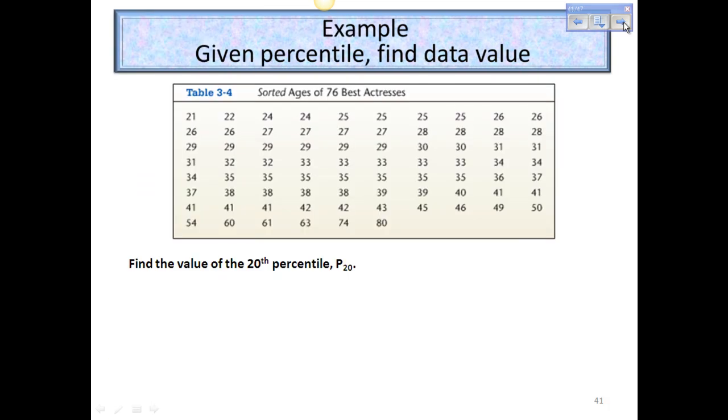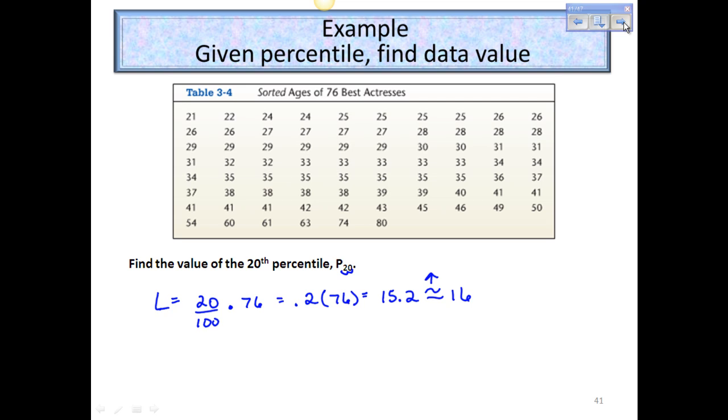So, find the value of the 20th percentile. So we first find our locator. And again, that's your percentile over 100 multiplied by the number of data values. Well, 20 over 100, that's just 0.2. So if you don't want to write it over 100 and just know that you're changing that to a decimal, 0.2 times 76 is 15.2. Since we ended up with a number that was not a whole number, we round it up to the next whole number, which is 16.